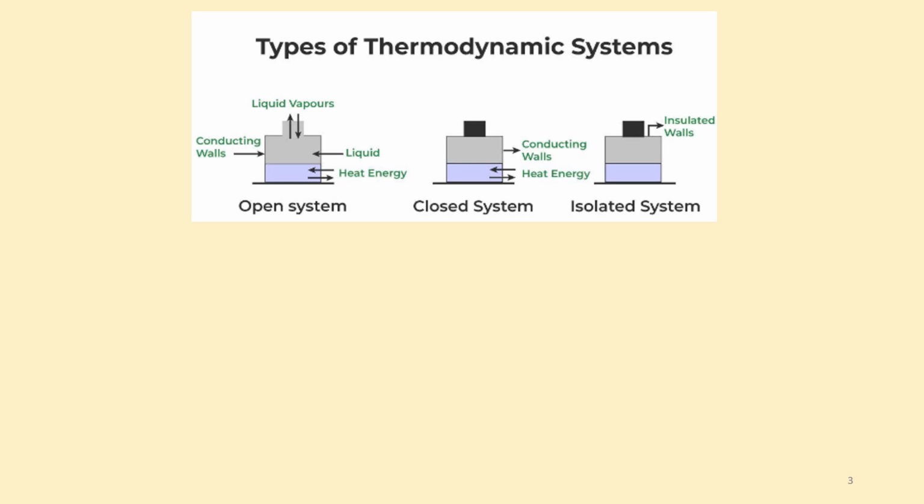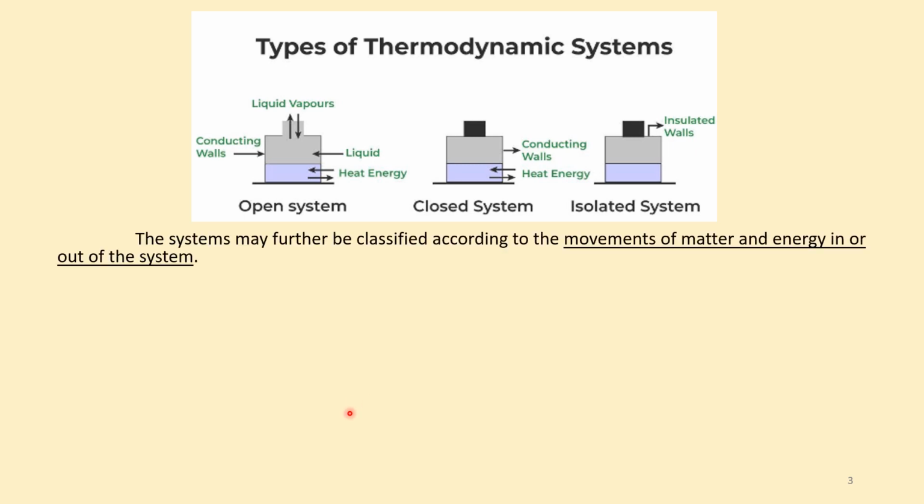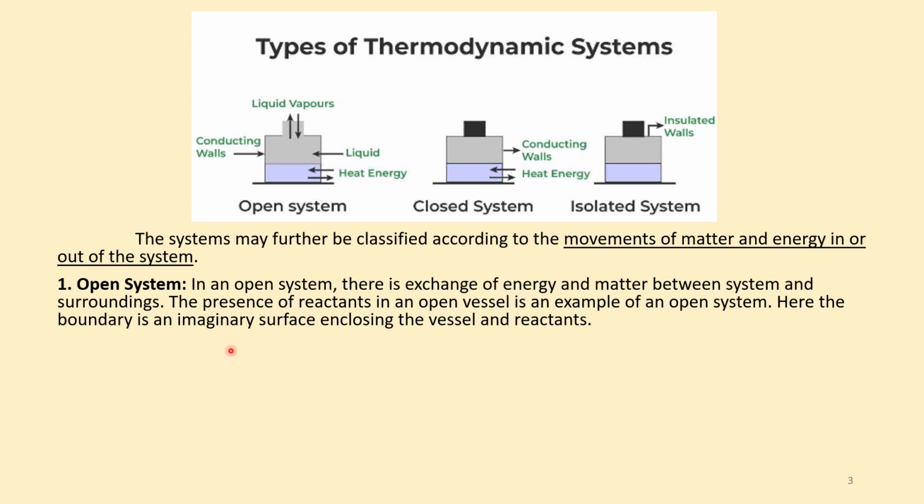Types of thermodynamic systems. The systems may further be classified according to the movements of matter and energy in or out of the system. Open system. In an open system, there is an exchange of energy and matter between the system and the surroundings. Please see the figure above. In the open system, you can see that there is an exchange of energy and matter.